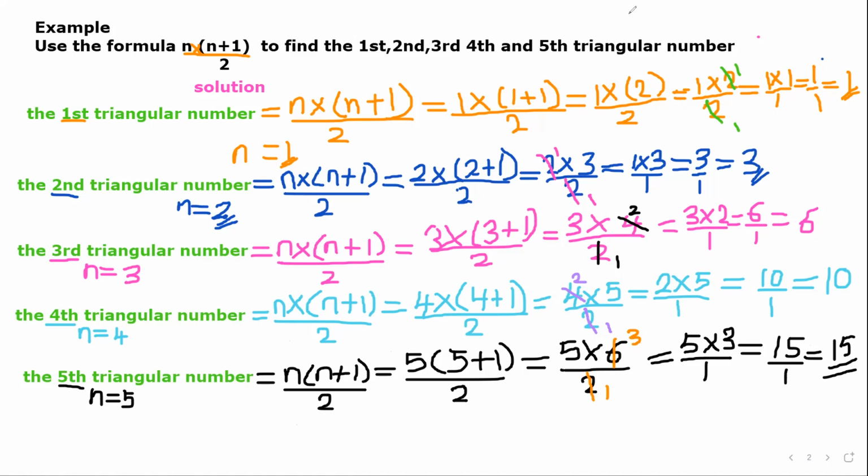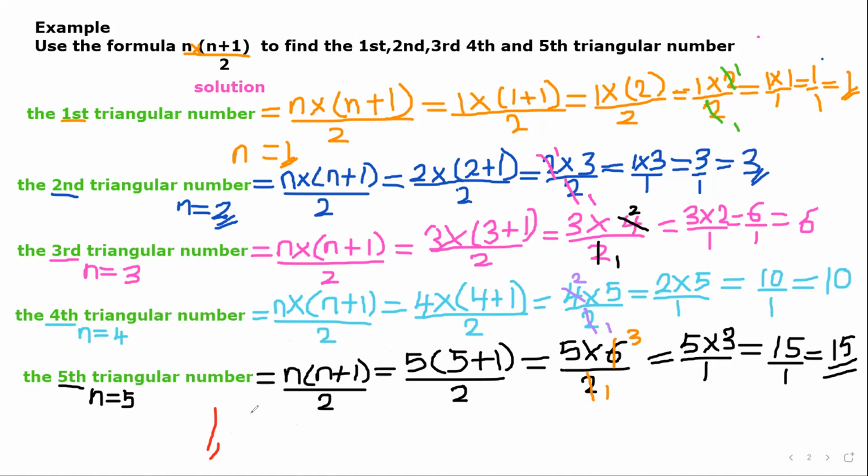Now, let's write all the triangular numbers that we have stated here. Okay, now we said the first triangular number, you got 1.